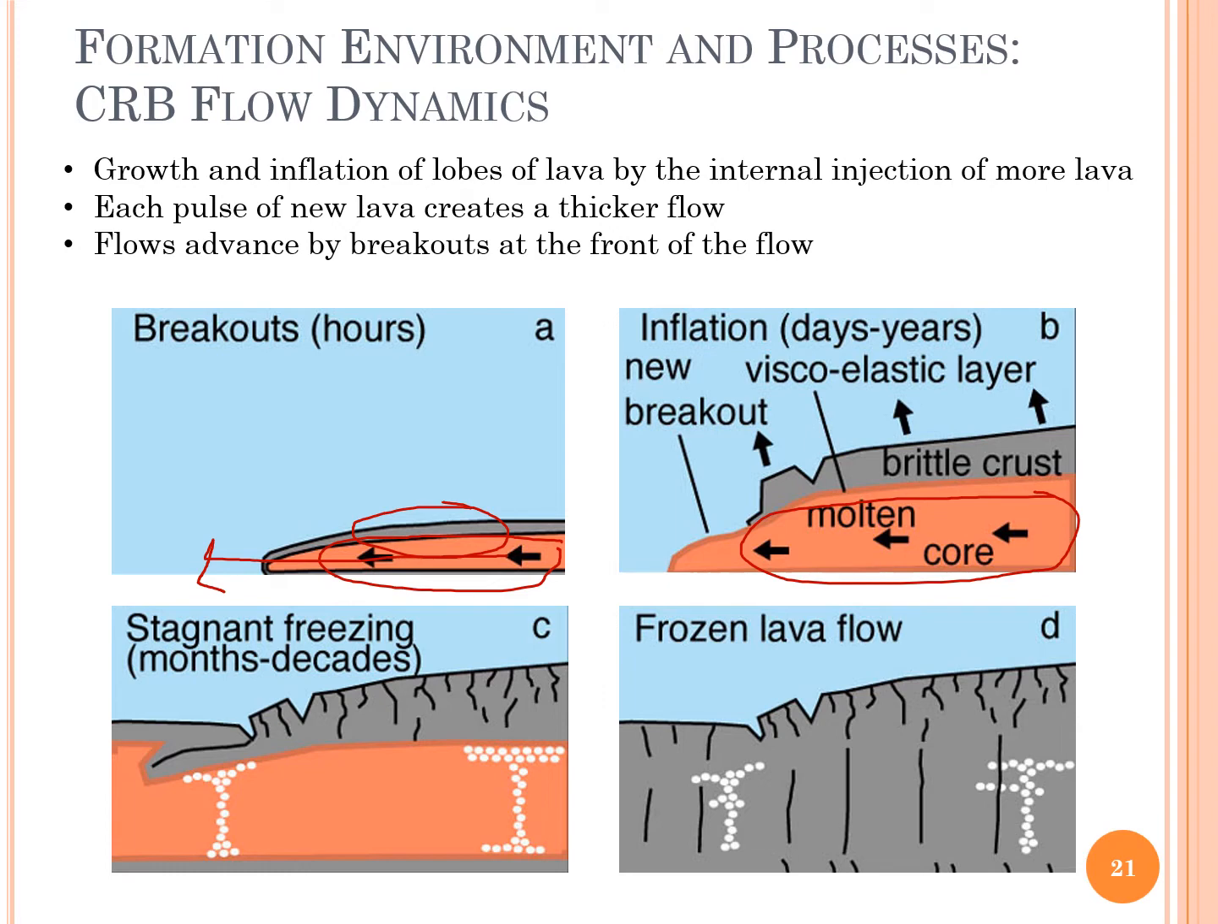By the time you've reached more of a stagnant flow here now in C, a picture in the lower left, the active flow has stopped, and now it's beginning to solidify or freeze after the flow stagnates. This freezing period, or solidification process from molten to solid, can occur over months or perhaps as long as decades. And then finally, at the very end, when all the solidification has occurred, and now we have solid rock from top to bottom, we have our standard frozen lava flow, which we just took a look at in those photographs on the previous slide.